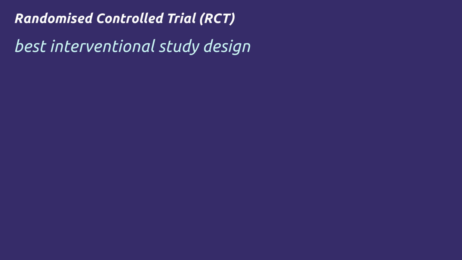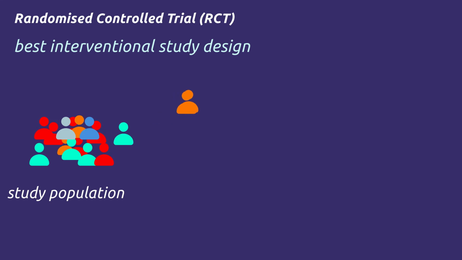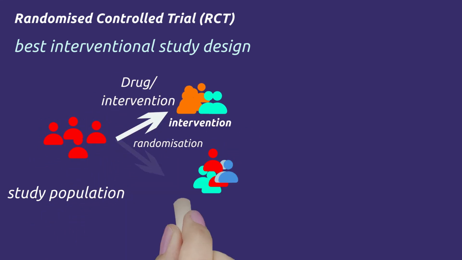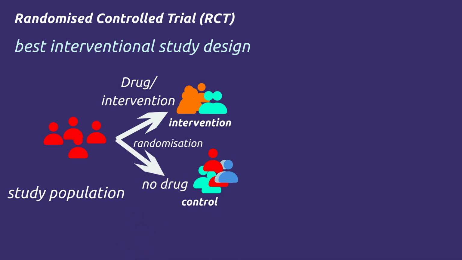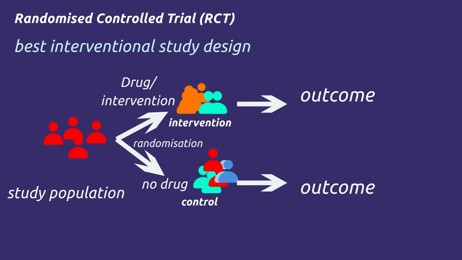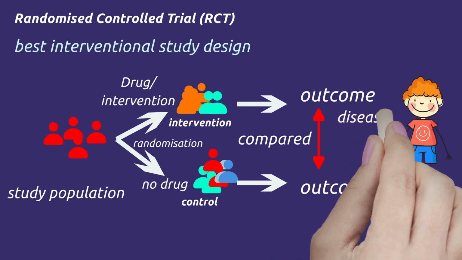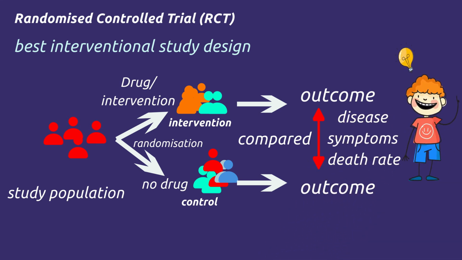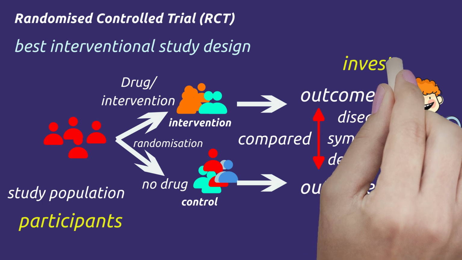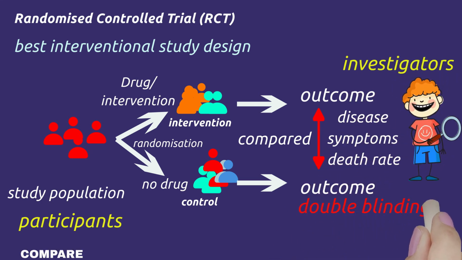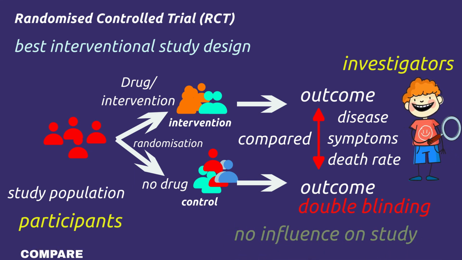Say we want to study the effect of a new drug, we start off with a study population. People are then randomly allocated to be in the intervention group where they receive the drug or in the control group where they don't receive the drug. Then after a suitable time period, the outcomes in the two groups are assessed and compared to see what effect the drug had. Outcomes can be things like change in disease symptoms or death rates. Ideally, neither the participant nor the investigator should know which group received the intervention. This is called double blinding, and ensures that neither of them can influence the outcome of the study.